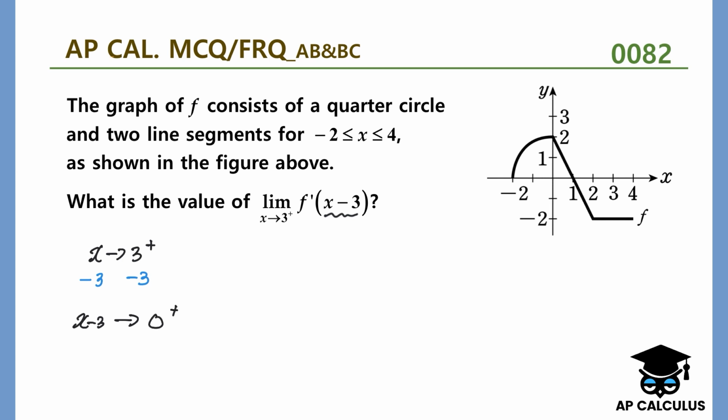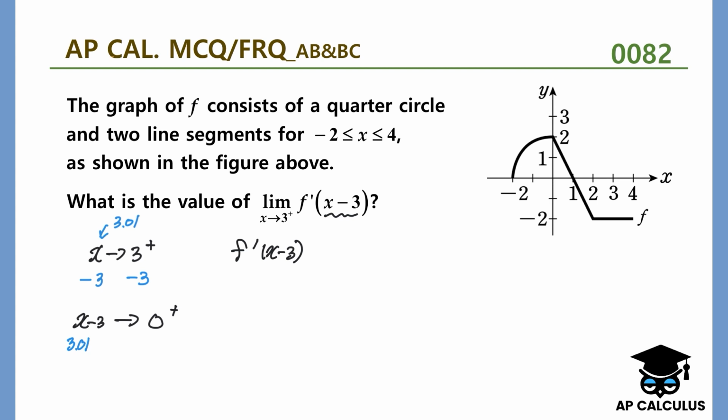Let's say the value of x is 3.01 because x is approaching 3 from the right hand side. Then 3.01 minus 3 is a positive 0.01, right? So we know that x minus 3 approaches 0 from the right hand side. Does that make sense? Then we have to find the limit of f prime of x minus 3.